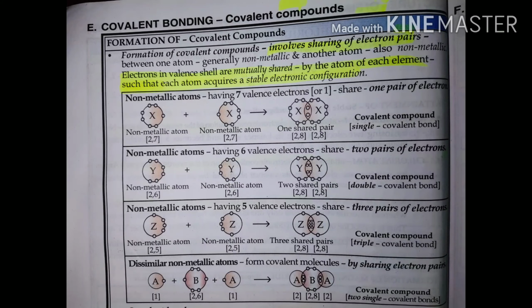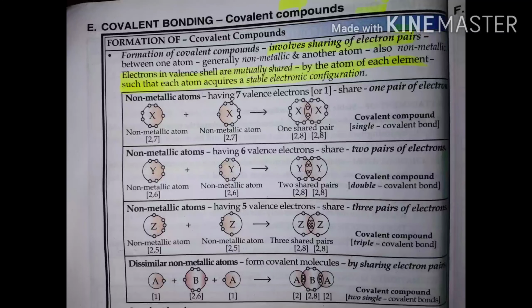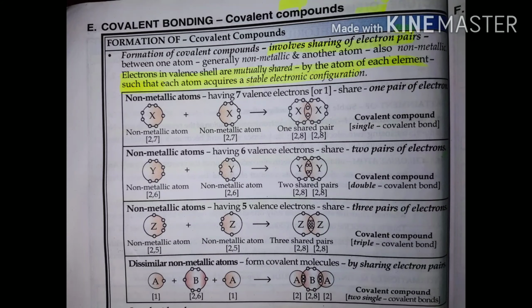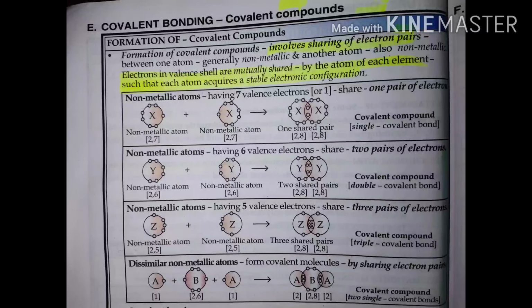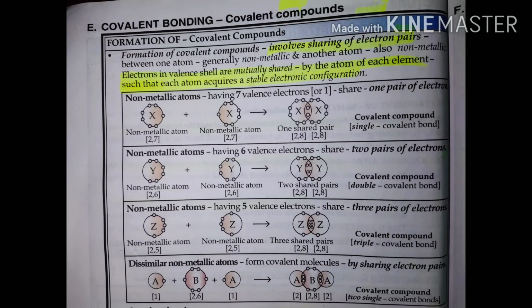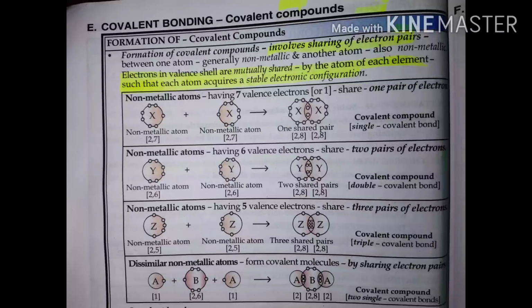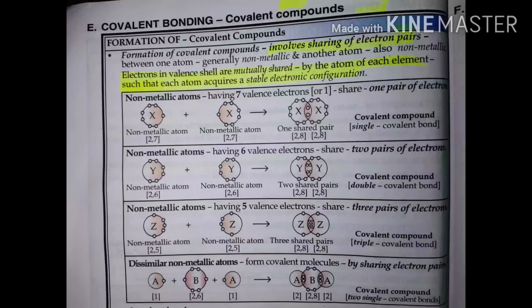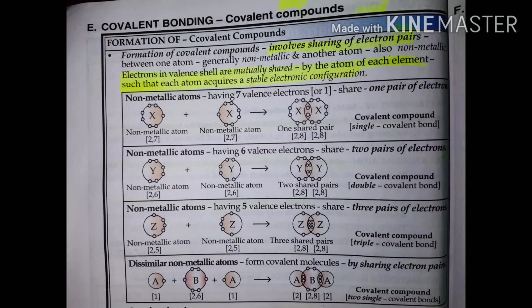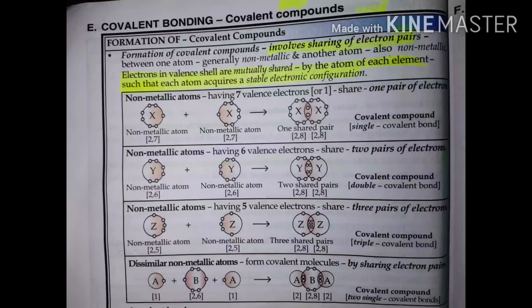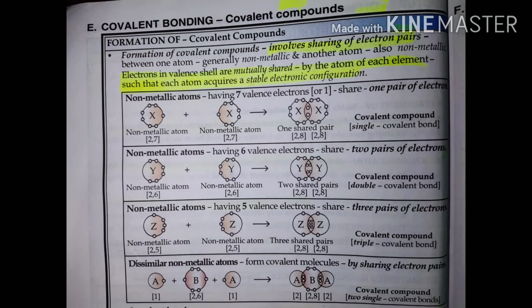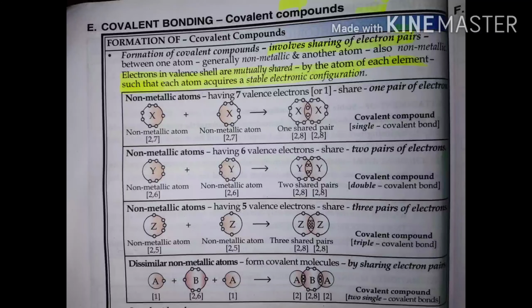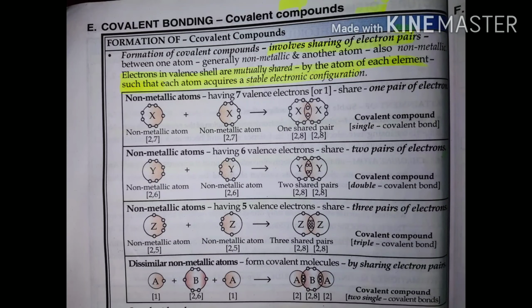And similarly, the third example is the triple covalent bond. In a triple covalent bond, 2 atoms of element Z share 3 electrons each because they have electronic configuration 2,5. They are sharing 3 pairs of electrons with each other, attaining a stable electronic configuration to have an octet.